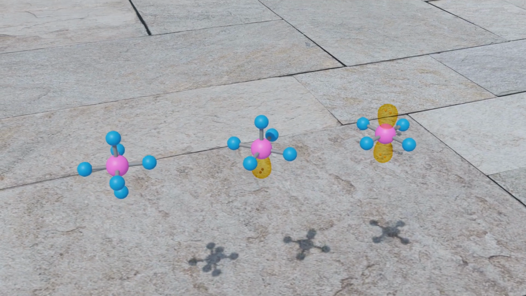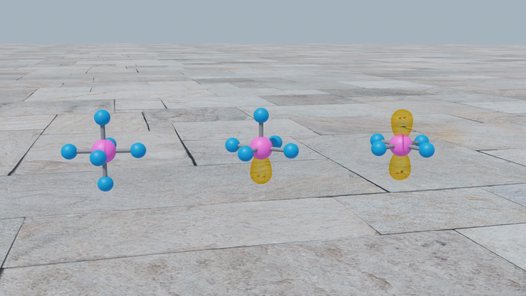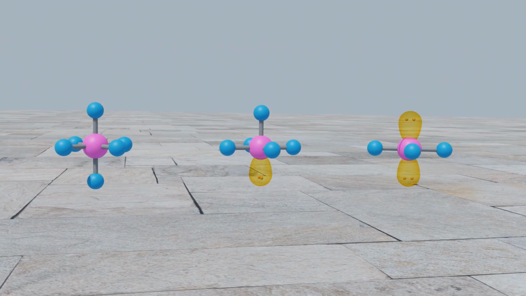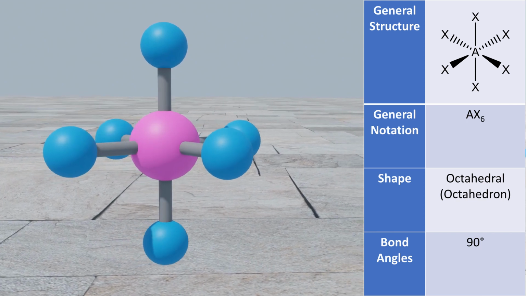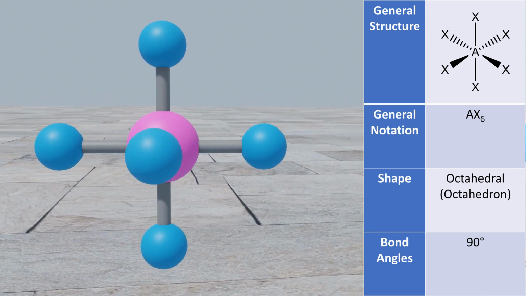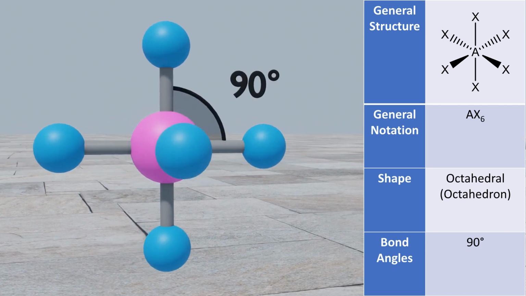Lastly, we will look at 6 electron groups. For these molecules, all 6 vertices are equivalent and point towards the corners of an octahedron. If all the electron groups are bonding, then the molecule is labeled as AX6, and the shape adopted is octahedral. All of the X-A-X bond angles are 90 degrees.